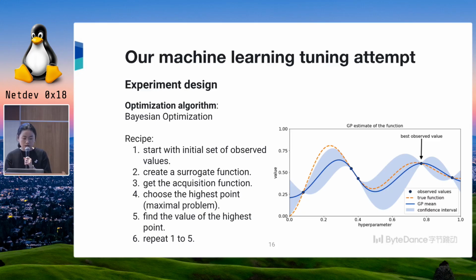So the next one is talking about our recipe on what types of machine learning optimizations it takes over. Here you can see there is a chart on your right side. Basically, we start with the initial set of observed values. We are trying to build a field for people to do the treasure hunt. And then we create a surrogate function.